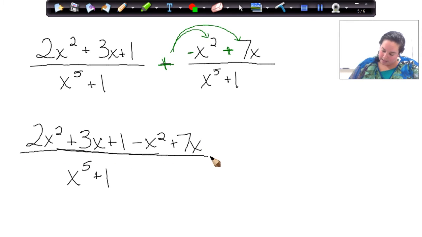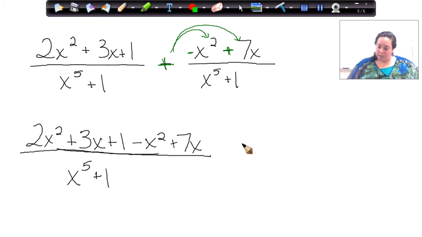I think this is probably the most common error I see in these problems: you'll have a negative 7x right here instead of a plus 7x. But it's because this negative distributed to this negative that we have a plus right here. So just be really careful of that.